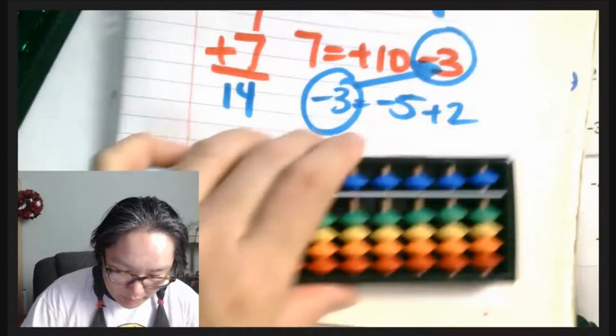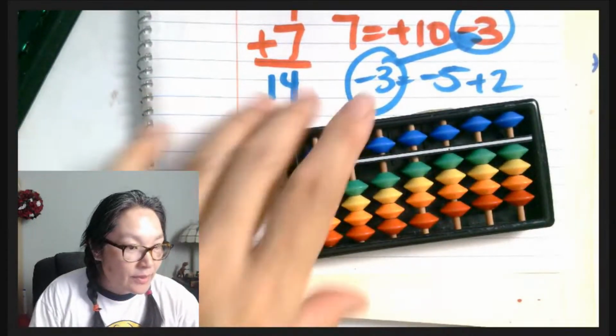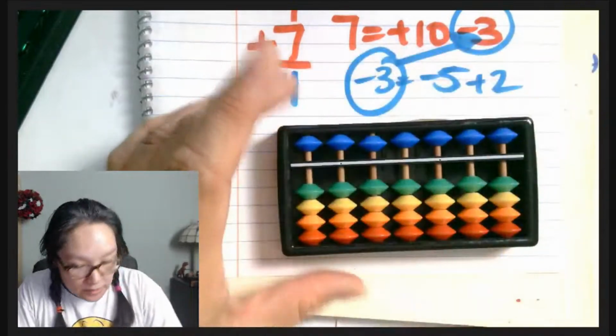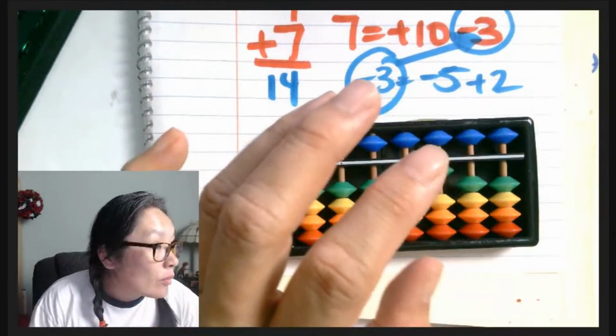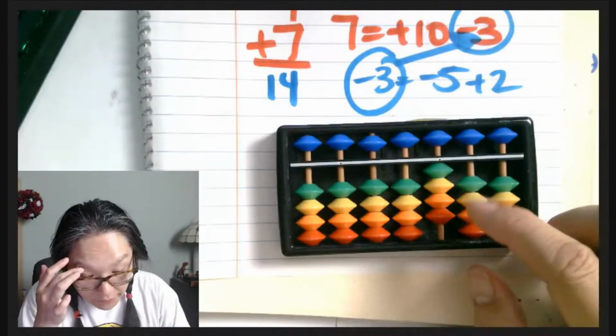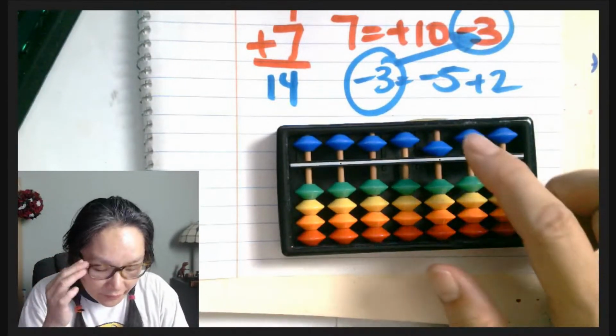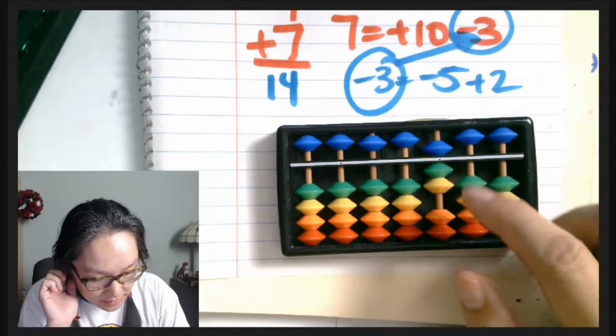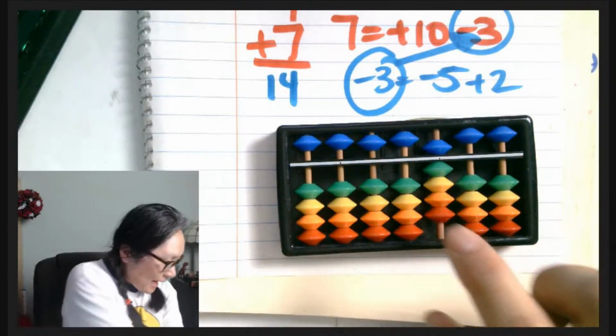Oh, we're talking about the abacus. What we're going to do is talk about the abacus, and this is what it is. This is an abacus. We can talk about 1, 2, 3, 4, and then 5. After 5, we have 6, 7, 8, 9.